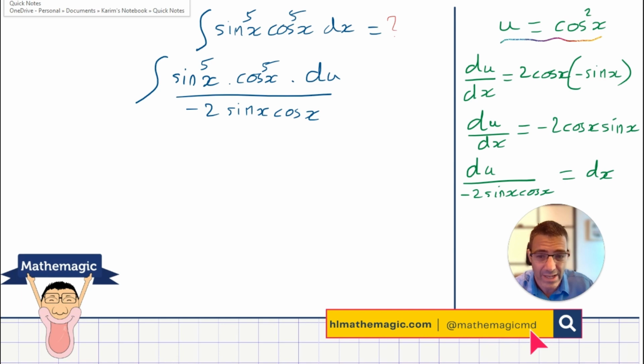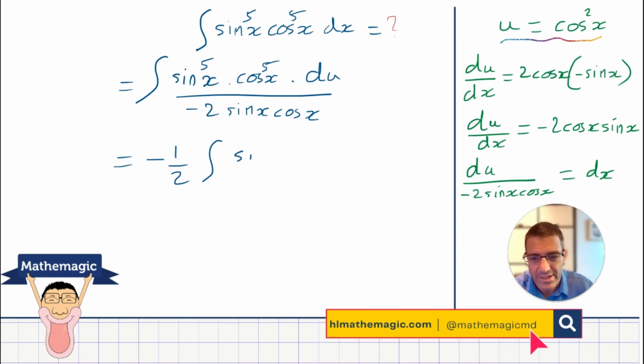So we can go to our next step. I would like to take this negative 2 at the bottom outside of the integral to make our life a little bit easier. So I'm going to go ahead and first say it's minus a half of the integral. So I notice here that I have sine x to the power 5 and cosine x to the power 5. And then I have a sine at the bottom and a cosine at the bottom. So these are going to simplify quite nicely. So I can say that this is sine x to the power 4, and I have cosine x to the power 4 as well. And this is du.